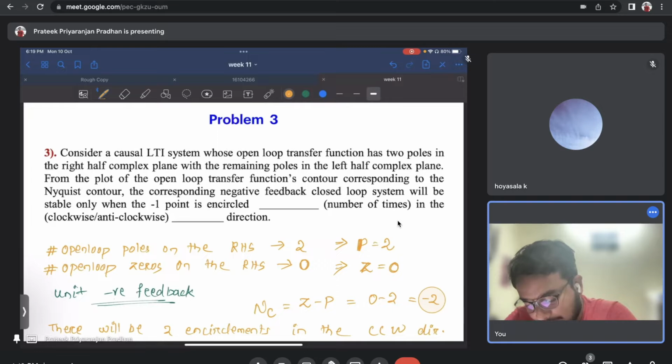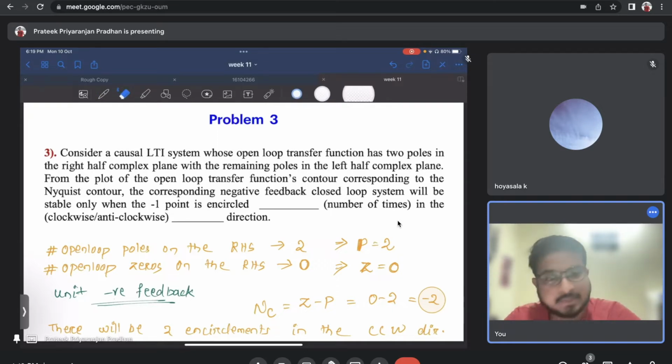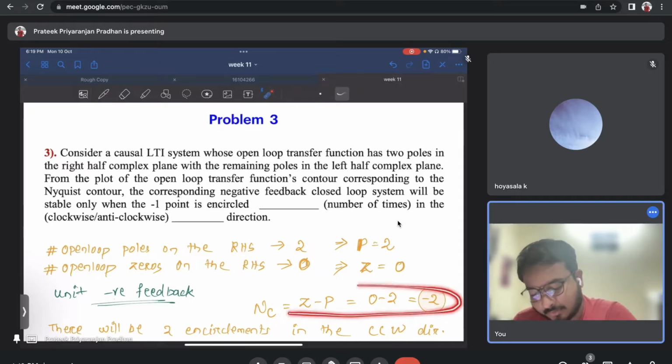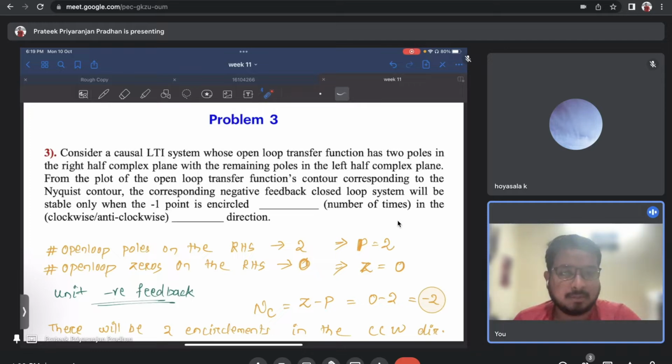Now if this had been the case, if in the question it had been given that there is one open loop zero on the right hand side, then Hoishal, can you tell me what should be the encirclement, and in which direction, assuming 1? Using this formula, can you quickly tell me or type in the chat how many encirclements about -1 and in which direction? It will be fairly straightforward.